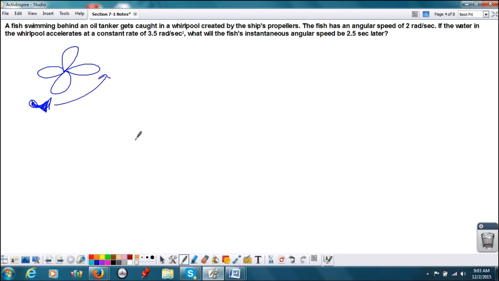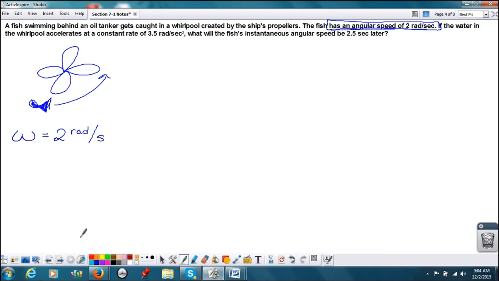Okay, then we want to write down our givens. Well, it says the fish has an angular speed of 2 radians per second. So you can think of this as a speed, okay? What we need to remember is it's an angular speed. So instead of using the letter v, we need to use the letter omega. Okay, so we've got this angular speed of 2 radians per second.